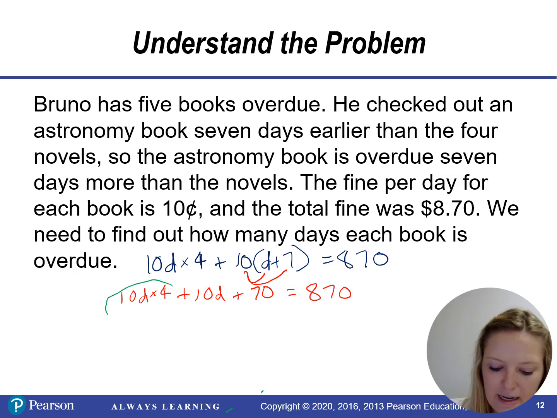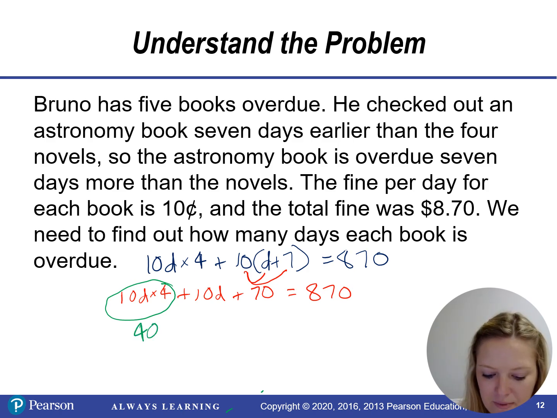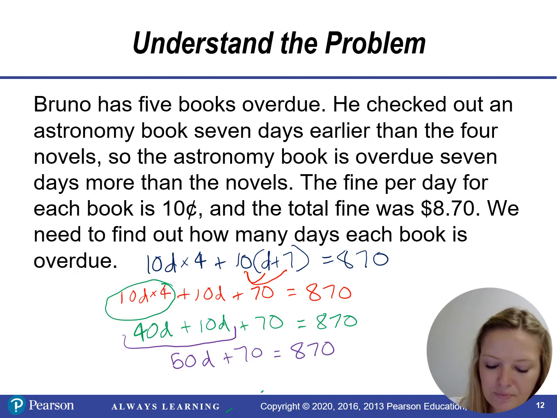And now what's happening here is just multiplication, right? So I have 10d times 4, or 10 times d times 4, so that's 40d plus 10d plus 70 equals 870. And I can then combine my d terms together to get 50d plus 70 equals 870. Subtract 70 from both sides.